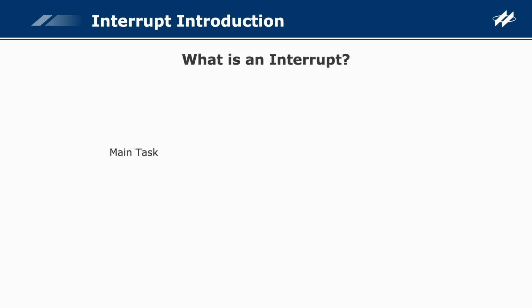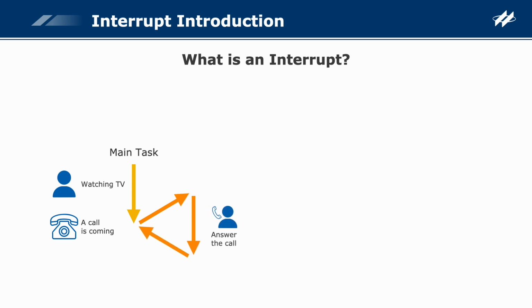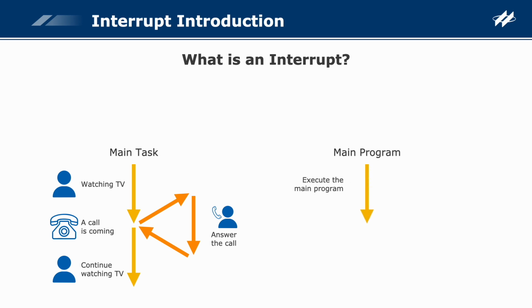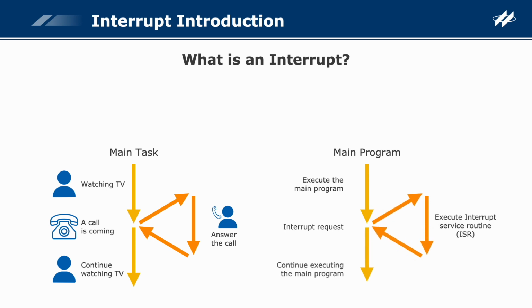Let's start with an example. When we are watching TV, and a call is coming in, we answer the call first. After answering, we continue watching TV. Similarly, when the CPU is executing the main program, and an interrupt request comes, the CPU will first process the interrupt service routine, and then continue executing the main program after the execution is completed.